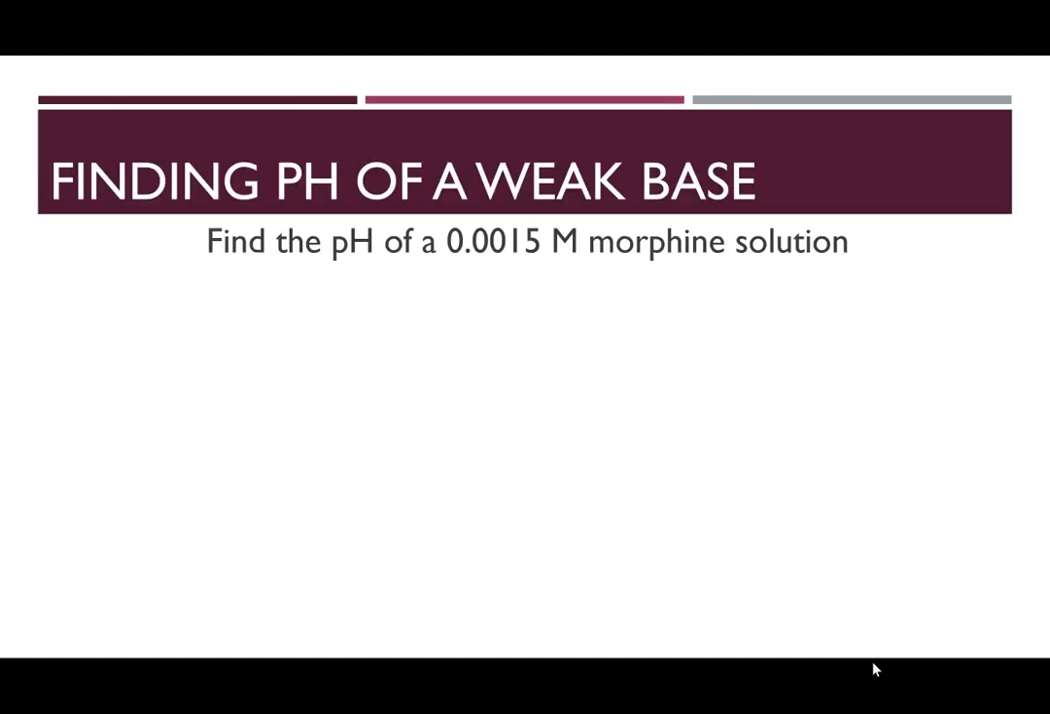So we're going to dive right into a problem. We've got the basics. We've been practicing the basics. We're going to dive right into a weak base problem. So find the pH of a 0.0015 molar morphine solution.